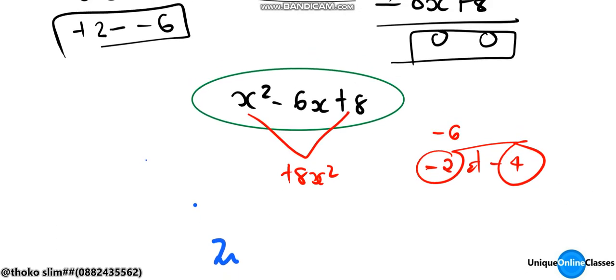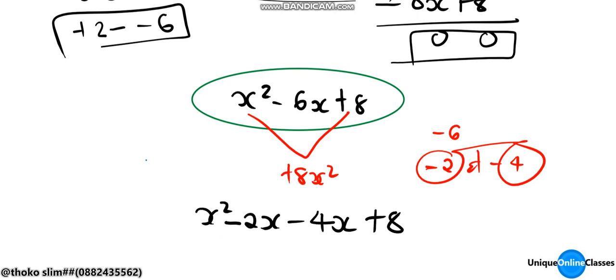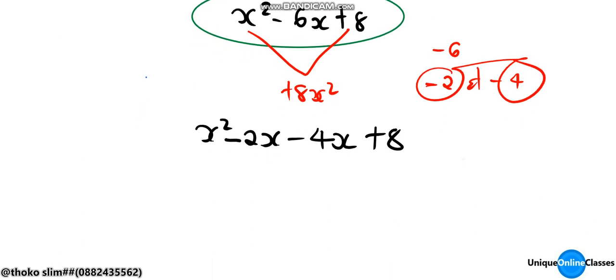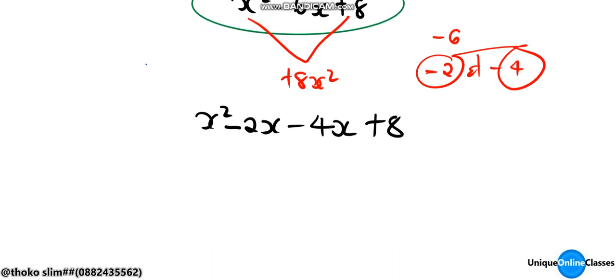So instead of writing negative 6, we're going to replace it with the factors. Here we're going to have x squared minus 2x minus 4x plus 8. Ready? So we're going to group the terms. This is a group, and we divide out the common factor in each bracket. In the first bracket, the common factor is x. X into x squared, that's x, then minus x into 2x, that's 2 here.